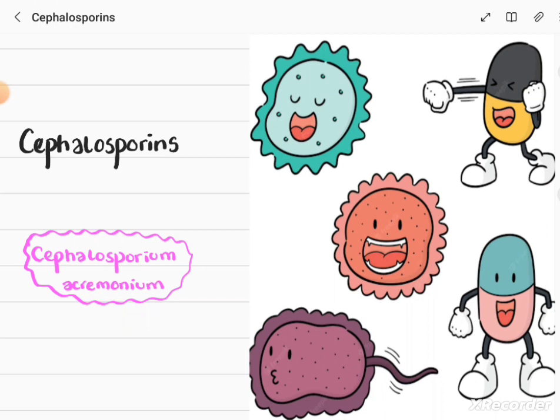The first cephalosporin was isolated in 1945, and the story of discovery is pretty interesting. They were isolated by an Italian pharmacologist from a fungus called Cephalosporium acremonium, which was found in a sewage outlet in Italy, and from that the first cephalosporin, called Cephalosporin C, was isolated, and the journey of cephalosporins began from that point.